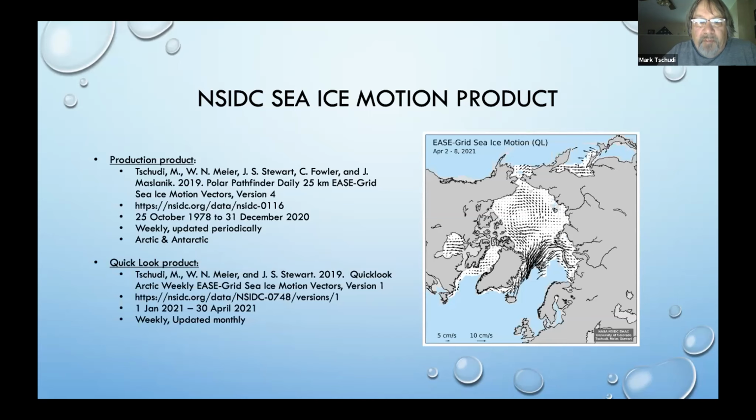The production product, you can see the citation there for it. Myself and Walt, also on the call, and also Scott Stewart, who is kind of the workhorse for the product in terms of doing the coding, the data processing and image creation. And then you can also see two other names there, Chuck Fowler and Jim Maslanik. They are the original creators of the ice motion and age products. After they retired, I took them over and have continued to be the PI on them since they retired.